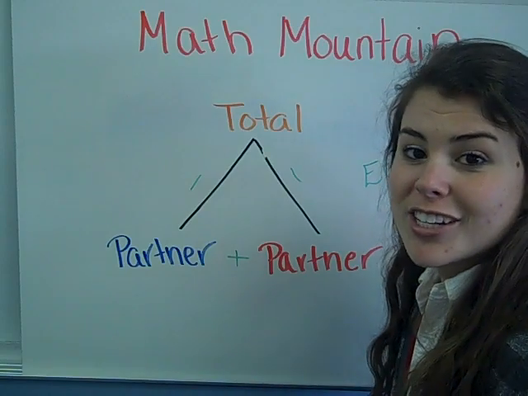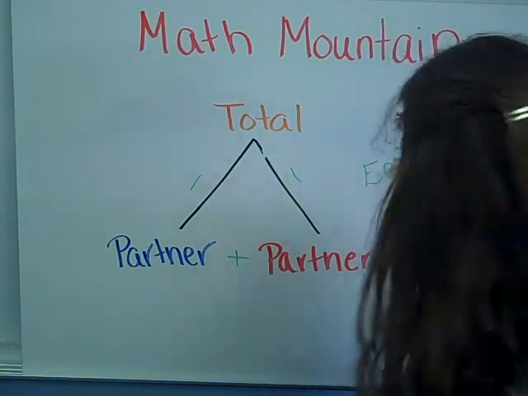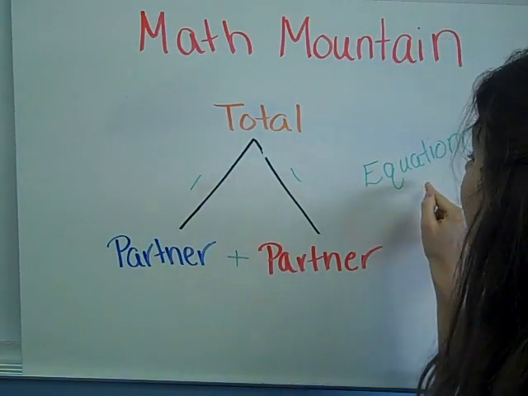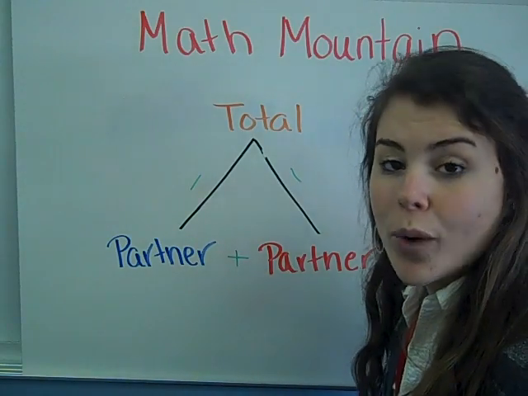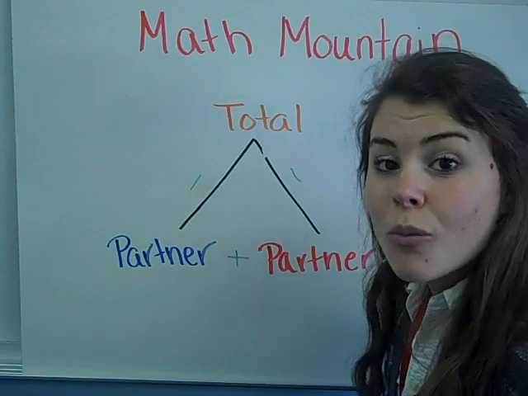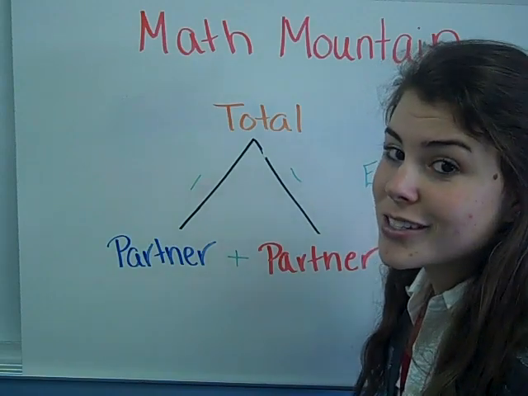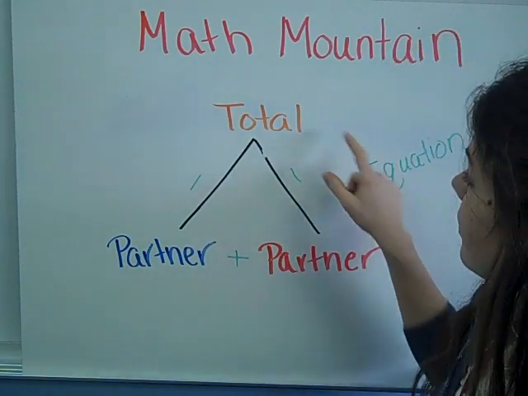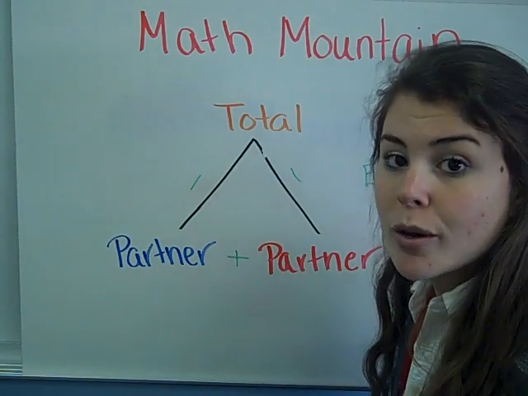So we use this strategy to help us figure out how numbers are related, okay? It also helps us to give us our equations. And I told you that there are quite a few equations you can just get from this one Math Mountain, and we'll look at those in just a second. So again, Math Mountain, and then we have our total and our 2 partners.